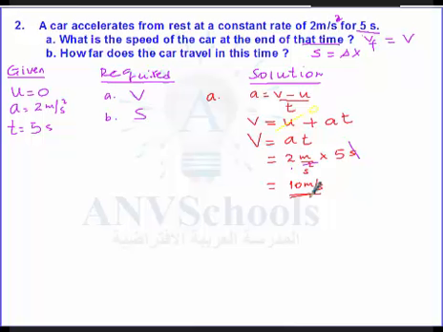Let me show you the physical meaning of this. The car was initially at rest, it was here. Then 1 second later, 2 seconds later, 3 seconds later, 4, 5. At the beginning it has a speed of 0 meters per second. One second later it will have 2 meters per second, because its speed is increasing by 2 meters per second every second. When we say acceleration is 2 meters per second squared, we mean that the speed is changing by 2 meters per second every second. This is very important.